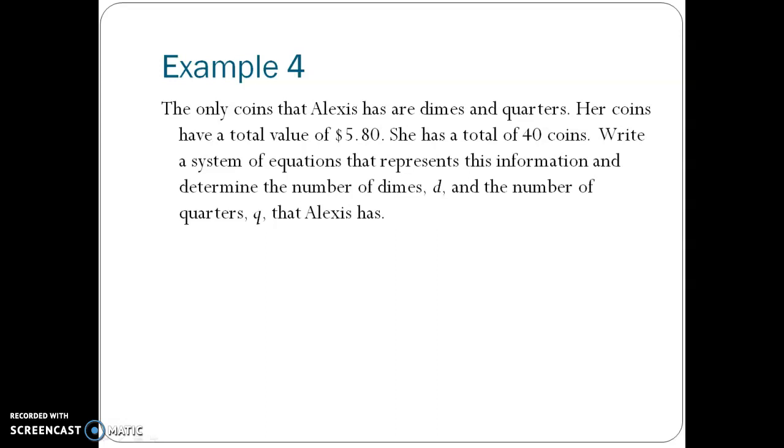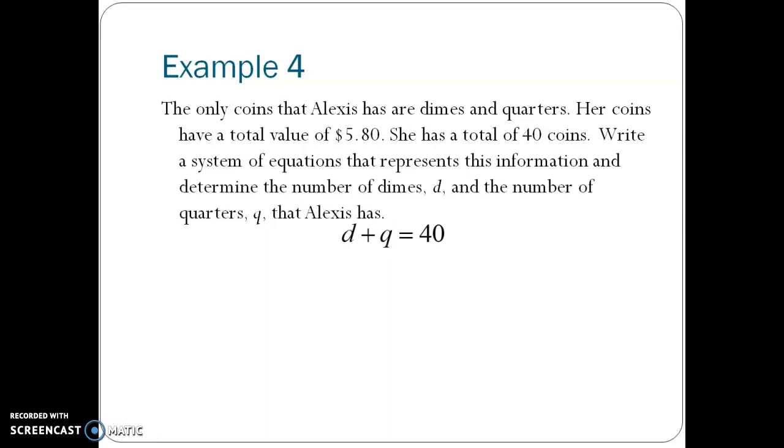So let's go ahead and write our system of equations using the information that's given. So let's use the information first that she has a total of 40 coins. We know that the coins that she has are just dimes and quarters, no nickels, no pennies. So that means however many dimes she has D plus however many quarters she has Q should sum up to 40. So that means I can write the equation D plus Q equals 40.